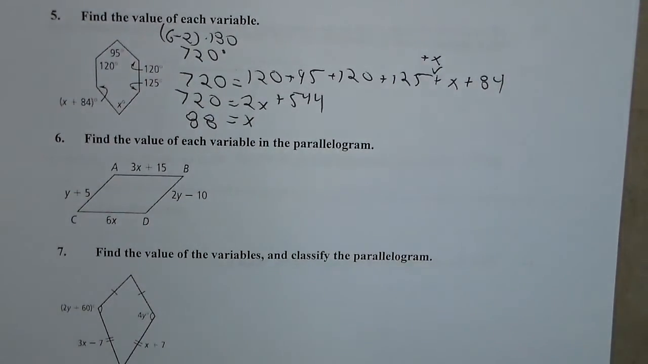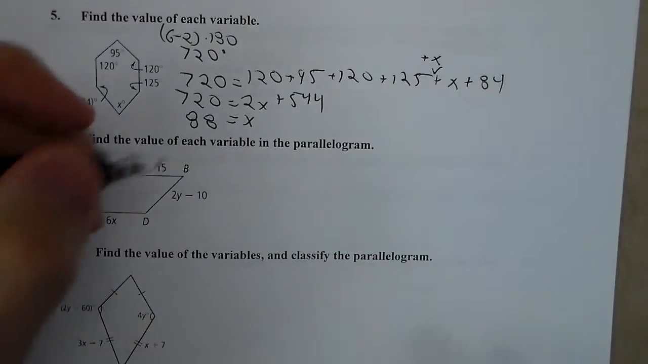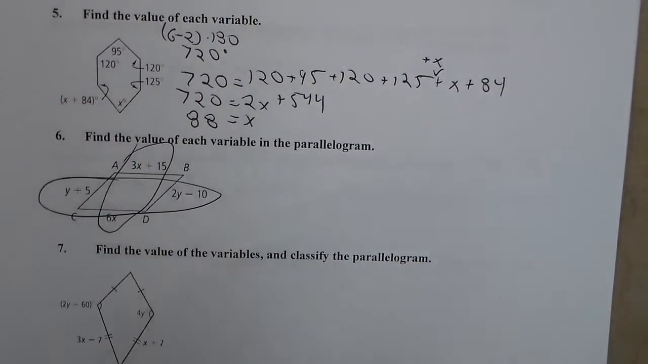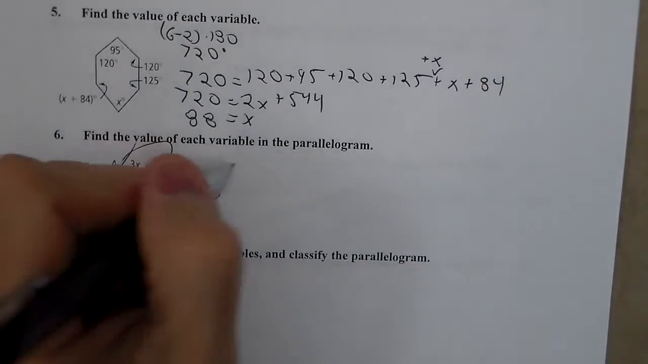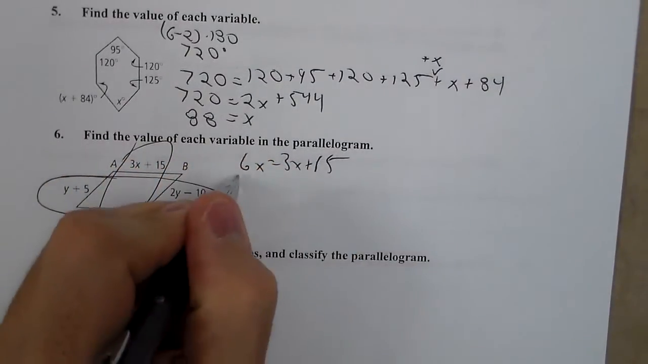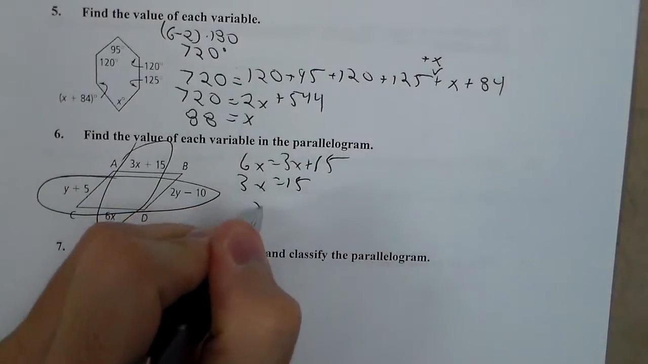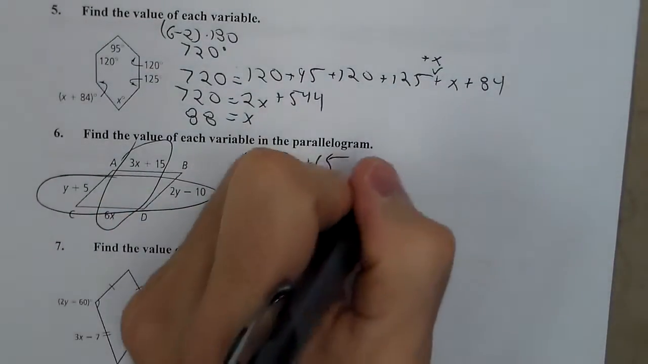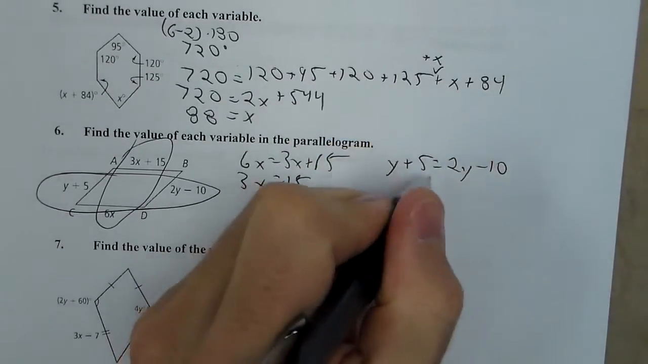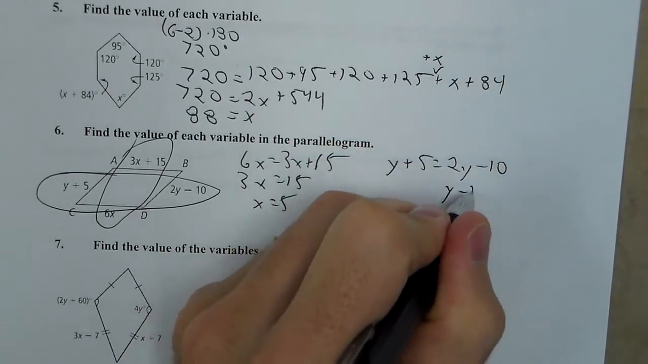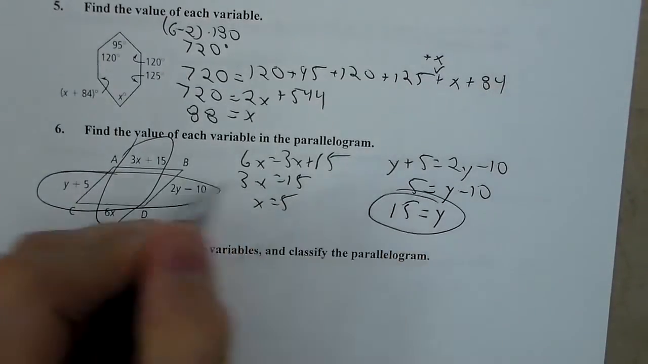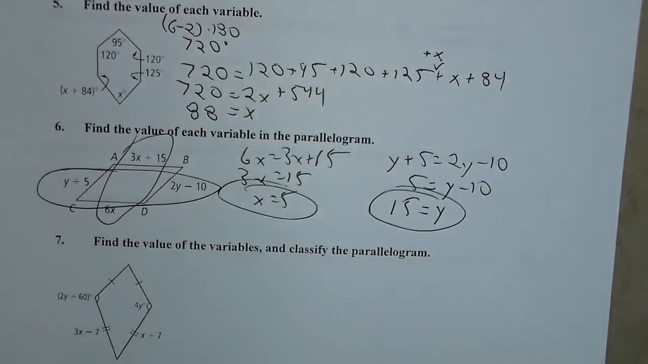For number 6, we need to find the value of each variable in our parallelogram. So I can set these two equal because they're opposite sides congruent. I can set those two equal, opposite sides are congruent. 6x equals 3x plus 15 becomes 3x equals 15 and x equals 5. y plus 5 equals 2y minus 10 gives us y minus 10 on the right, 5 on the left. Add 10 over, we get y is 15 and x is 5.